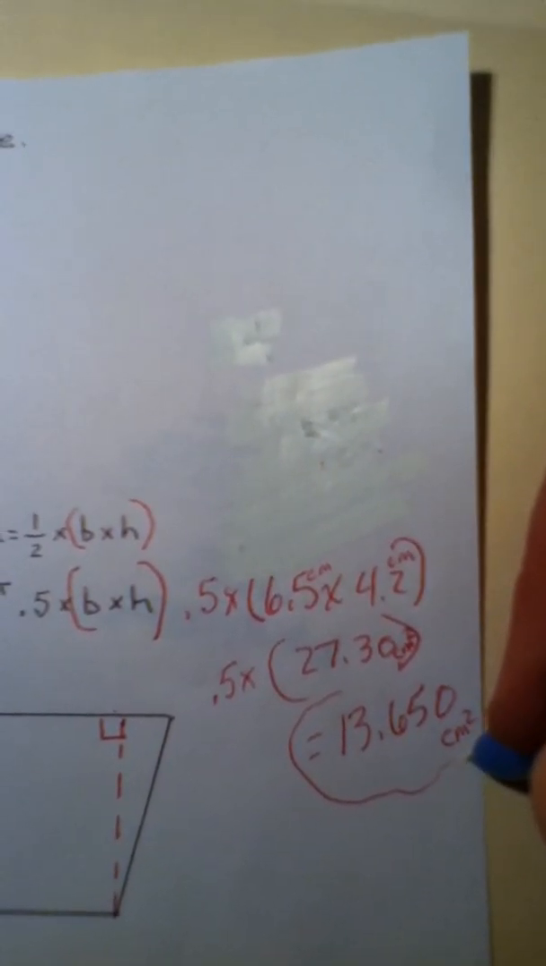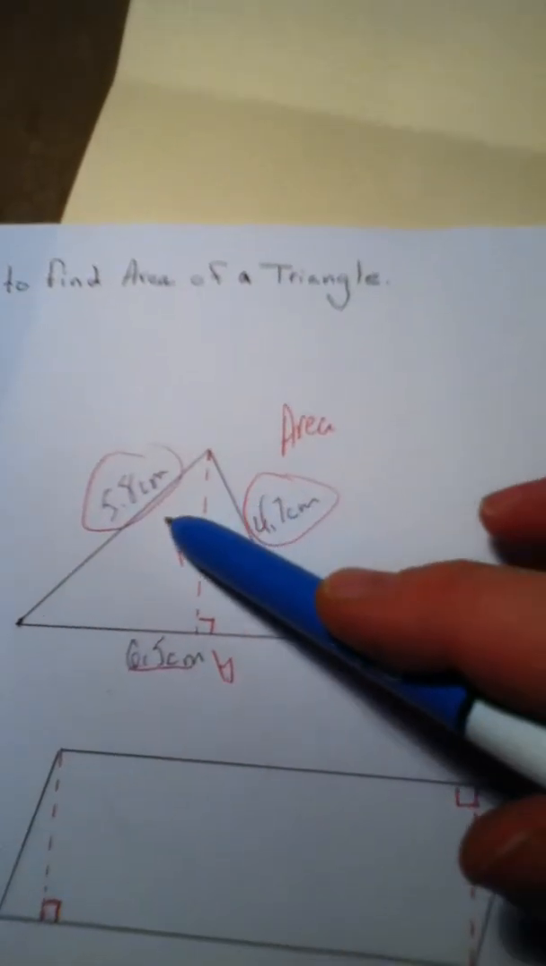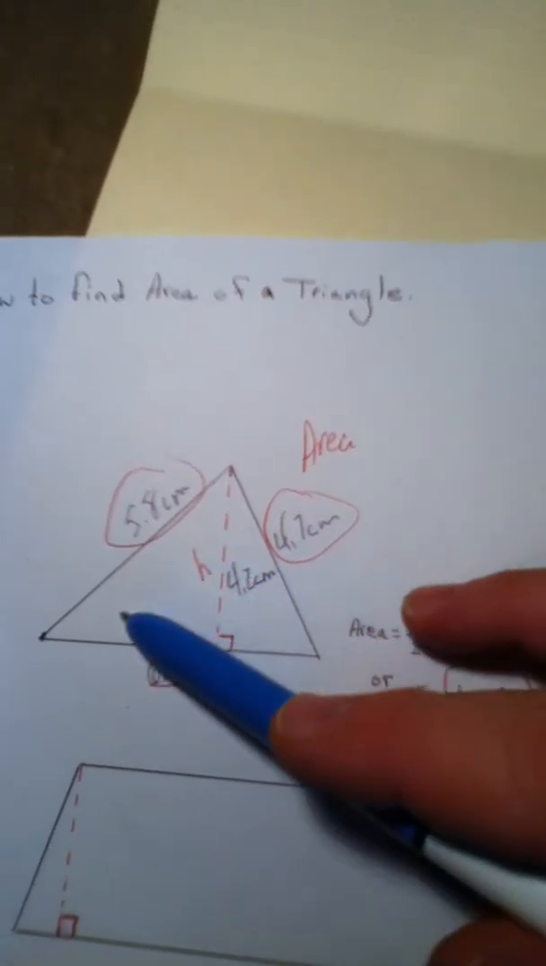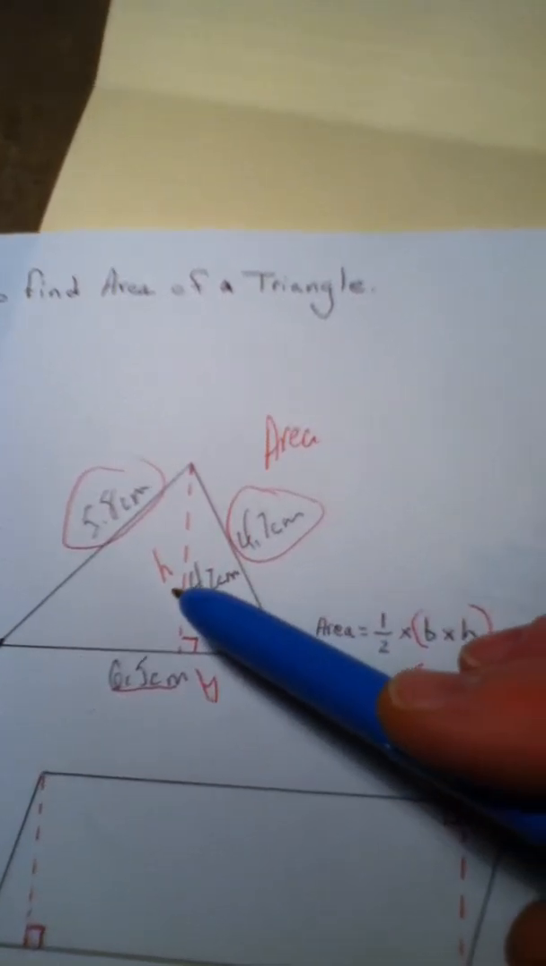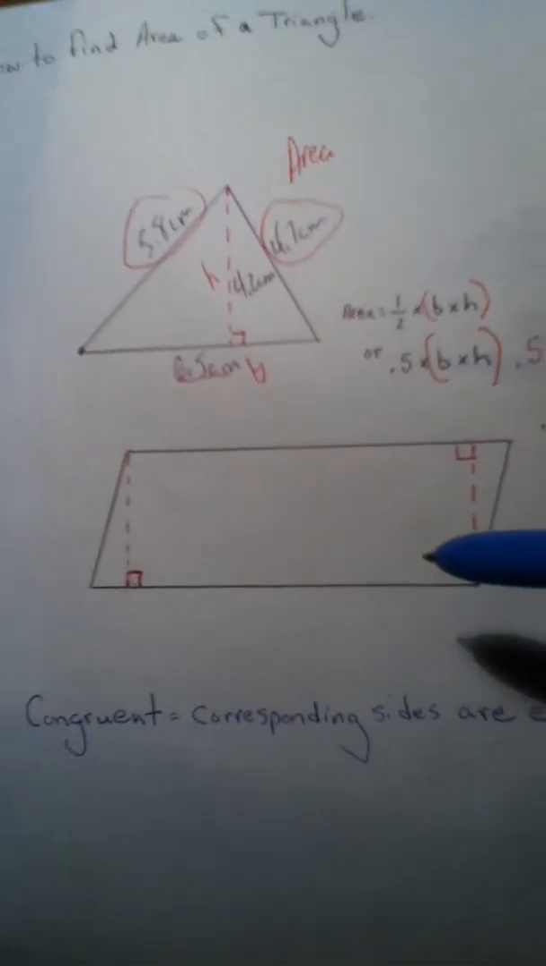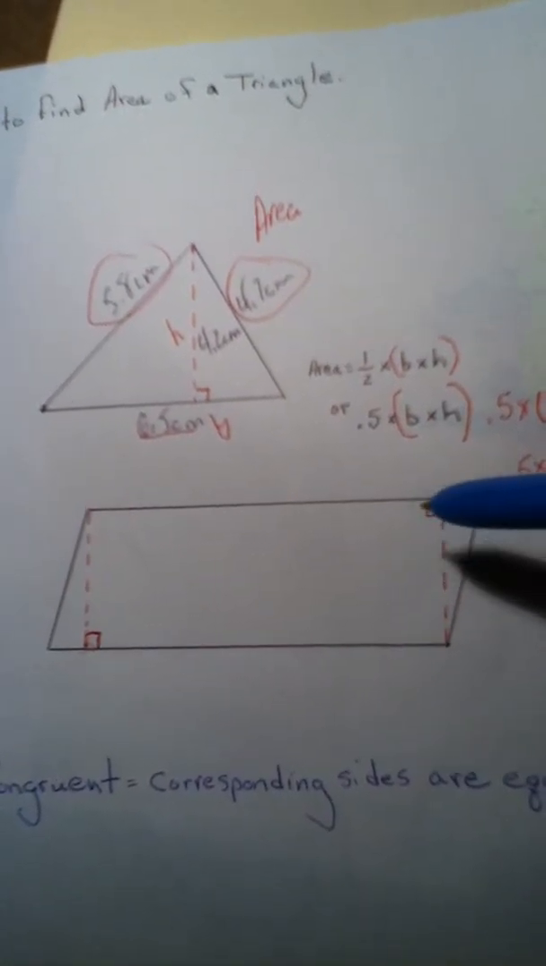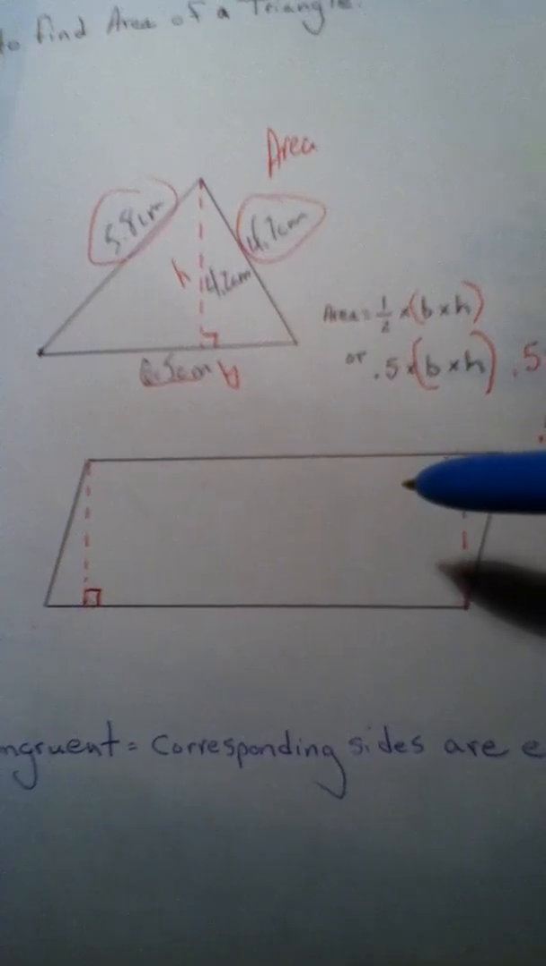So you would circle it, say I got the right answer. Okay, so this is the area, the surface area inside the triangle. You're going to take it one step further when you start working with a parallelogram, otherwise known as a rhombus, and that will be the next lesson.